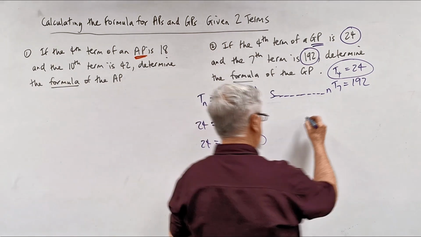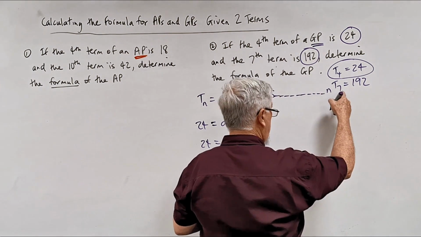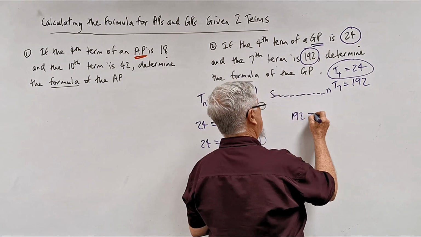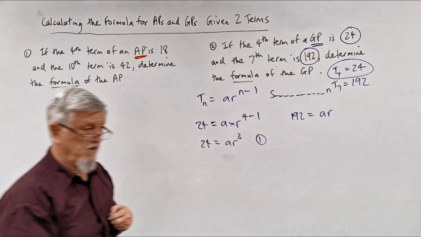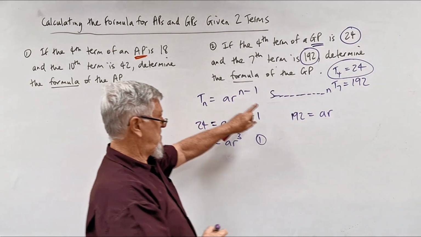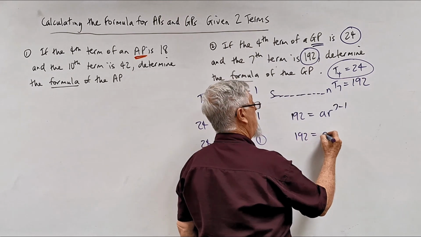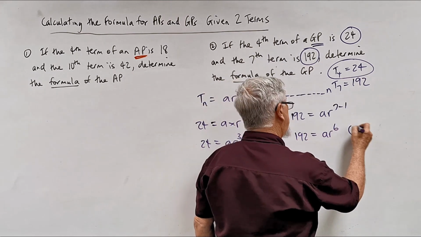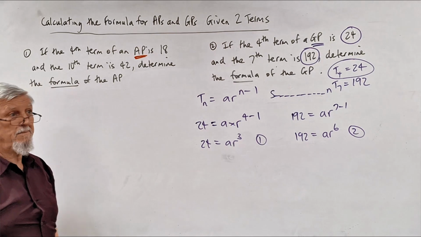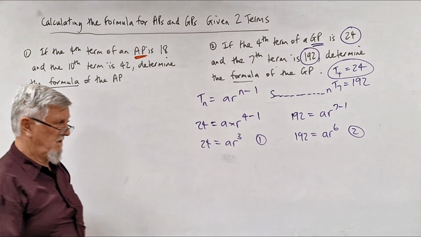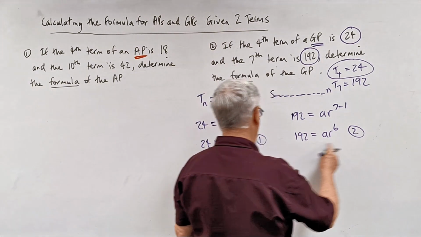We're going to go to the other equation. Now, for 7, the number is 192, and it's AR just like the previous question. And this time n is going to be 7 take 1, so you've got 192 equals AR to the 6. Now this is a fairly unique way of solving simultaneous equations. There's my two equations, and I'm going to show you the nice trick.